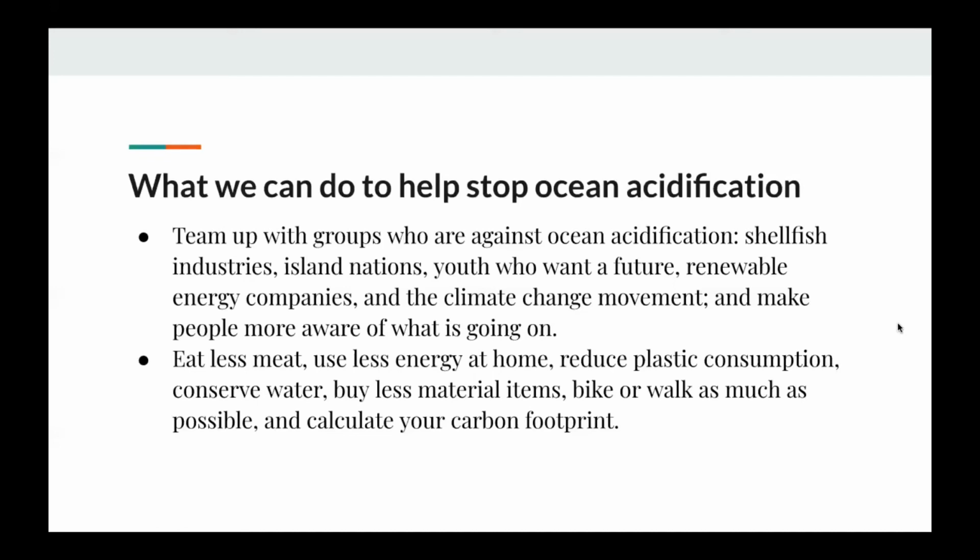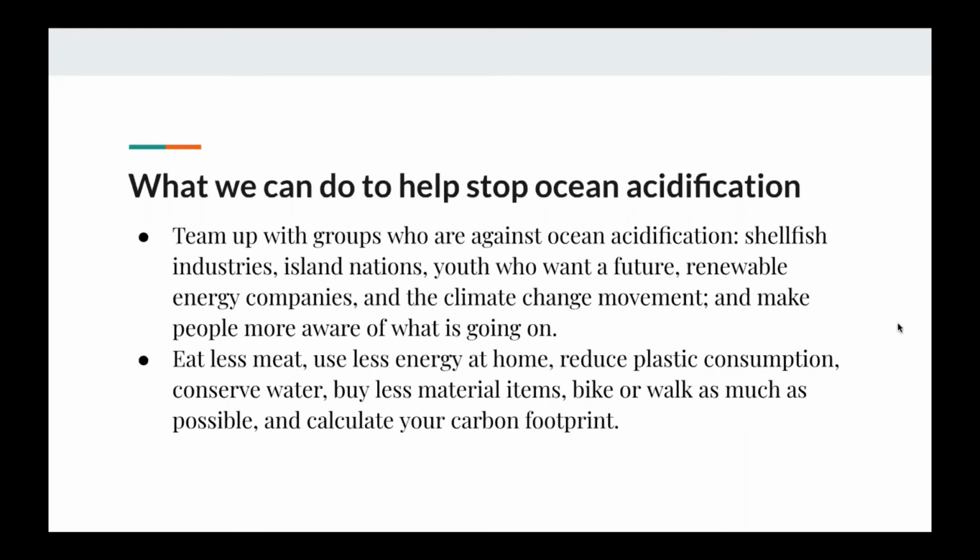It's important that you join the movement to help stop ocean acidification if you want the oceans to be clean so you can swim in them later on in your life, and so species that you know and love don't go extinct sometime in your lifetime.